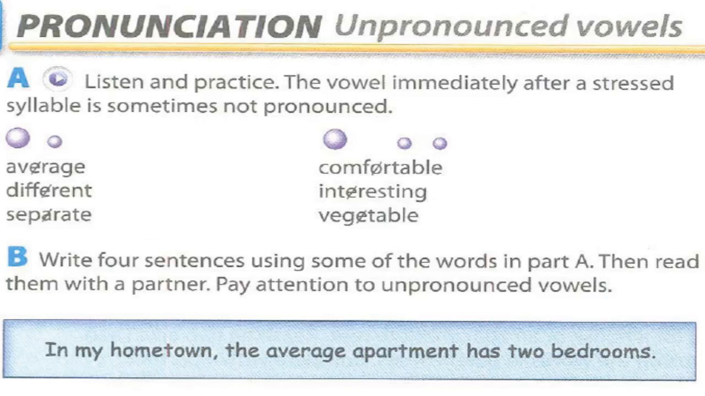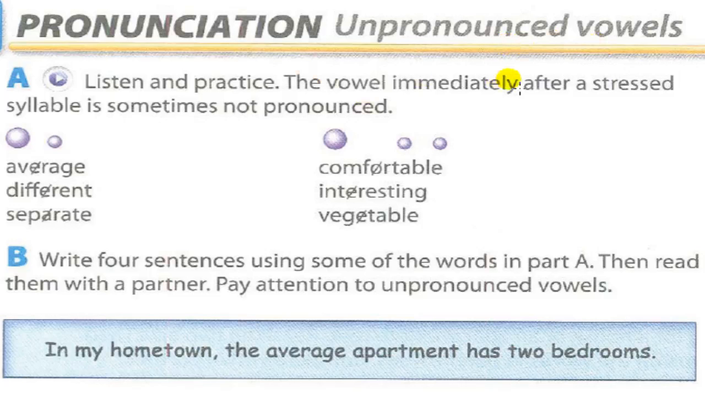Page 18, exercise 4, pronunciation. Unpronounced vowels. Part A. Listen and practice. The vowel immediately after a stressed syllable is sometimes not pronounced. Average. Different. Separate. Comfortable. Interesting. Vegetable. Look here, unpronounced vowels. What are vowels? Vowels: A, E, I, O, U. These vowels are silent. Unpronounced vowels, silent vowels.